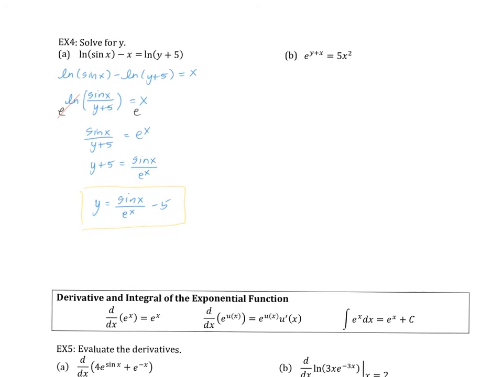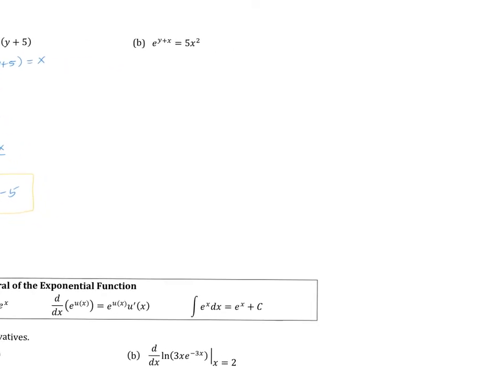So let's look at another example. So instead of having logs, we have the exponential function. Again, solving for y is an issue because y is in the exponent, so I need to get it out. So what I'm going to do is I'm just going to take the natural log on both sides. Again, we are allowed to do the same thing on each side of an equation.